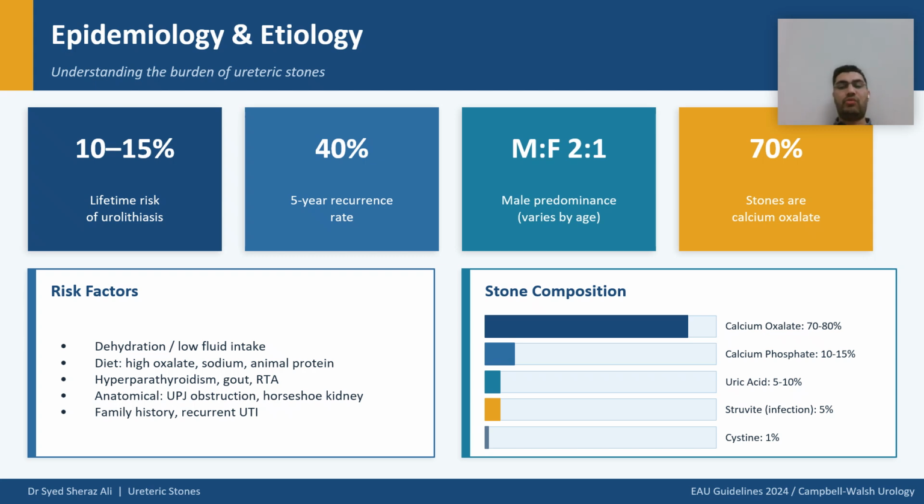On the right, you can see the risk factors. Dehydration and low fluid intake are the most modifiable risk factors. Dietary factors, particularly high oxalate, sodium, and animal protein intake, play a significant role. Medical conditions such as hyperparathyroidism, gout, and renal tubular acidosis predispose to stone formation. Structural abnormalities like ureteropelvic junction obstruction or horseshoe kidney impair urinary drainage. Now, positive family history doubles the risk. Understanding these factors is fundamental to both counseling patients and preventing recurrence.